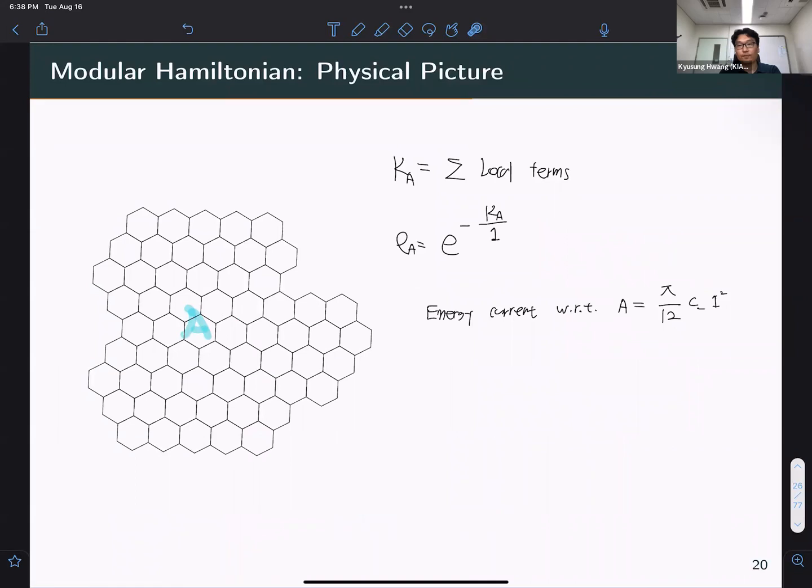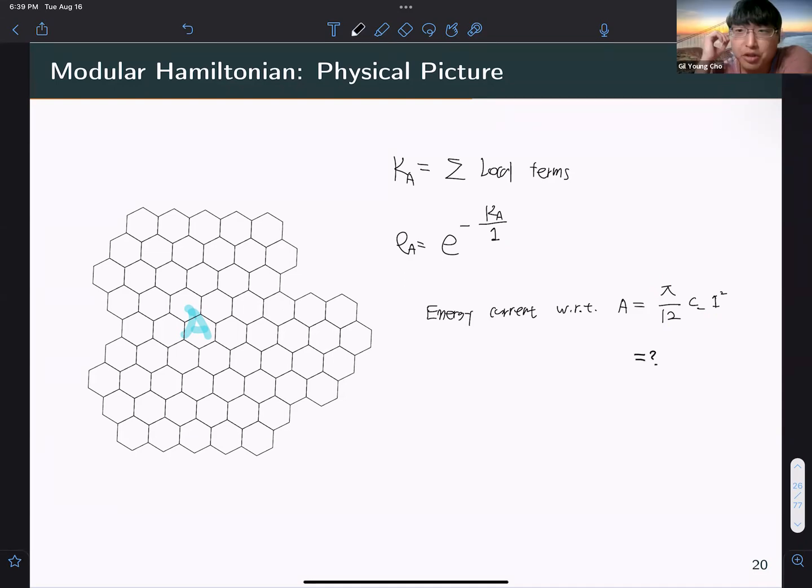So once you do that, you can write down rho A as e to the minus Ka divided by 1. 1 is just a number. And the energy current with respect to A should be, if you really believe in this formula, and this is an assumption, then this energy current should be pi over 12 times C minus times 1 square. The question is, this should be equal to something, and that something should be the actual energy current.